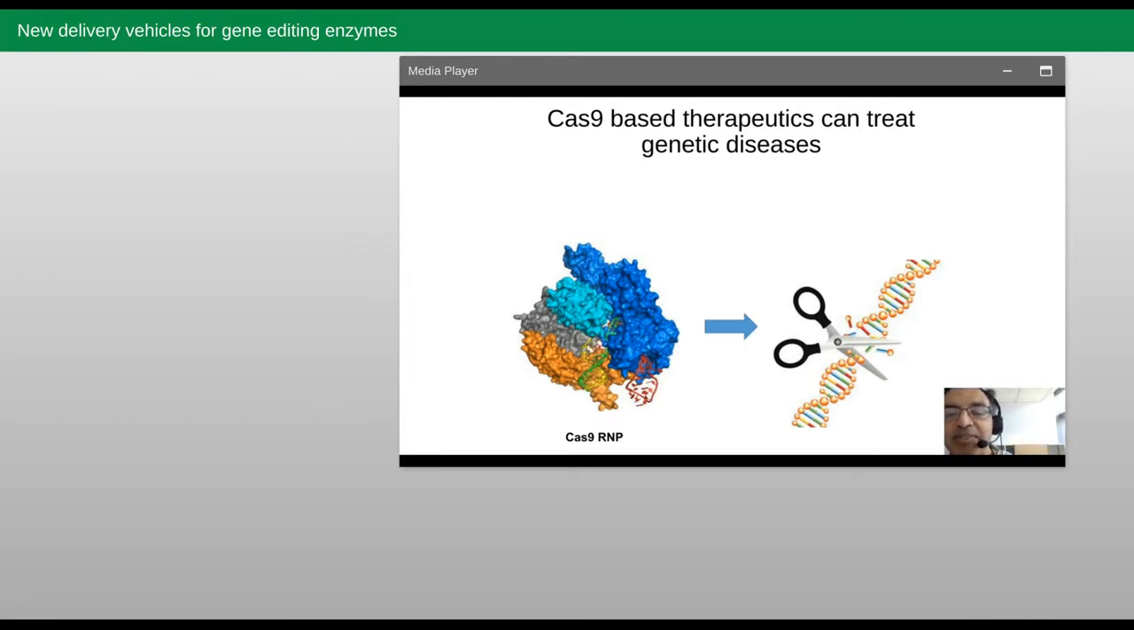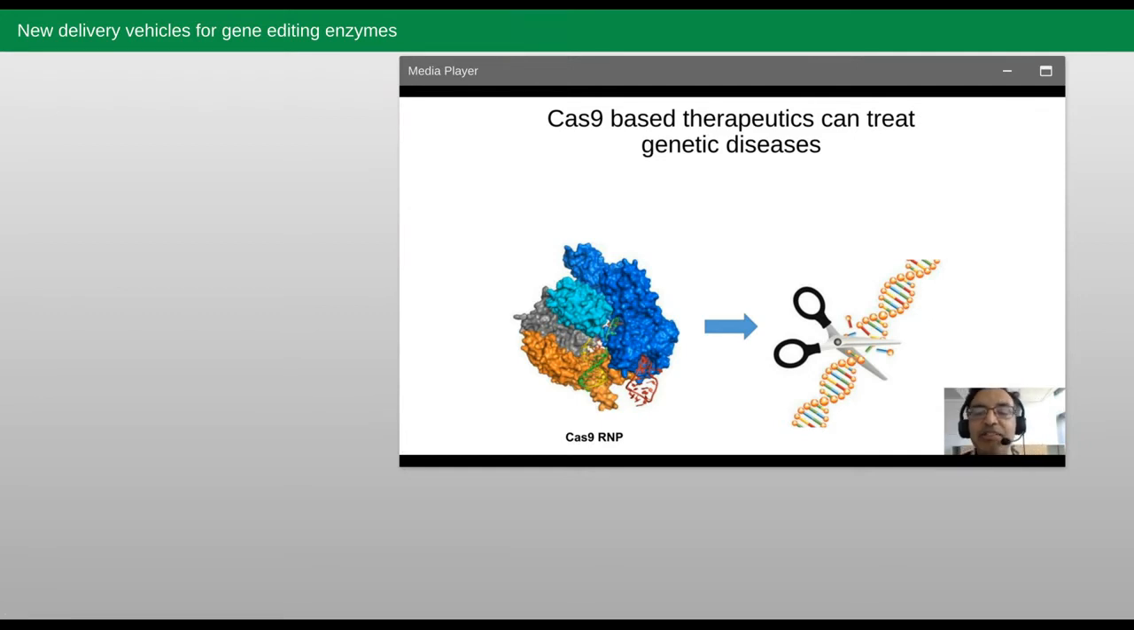Cas9-based therapeutics have the potential to revolutionize the treatment of genetic diseases, because of their ability to cut DNA with sequence specificity and to treat a wide variety of genetic diseases ranging from Duchenne's muscular dystrophy to cystic fibrosis. However, before this tremendous therapeutic potential can be realized, safe and efficient strategies for delivering them in vivo need to be developed.